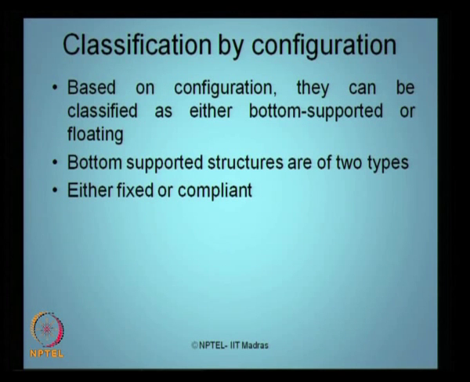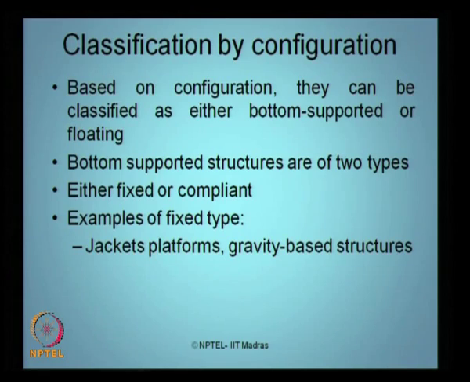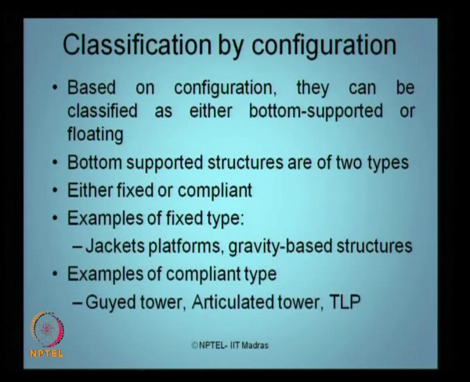So when you start fixing the base of the structure to the seabed, I will get enormous rigidity because of the fixity offered to the platform on the seabed. When you talk about floating or compliant systems, then we will talk about flexibility introduced in the form itself. So bottom supported structures can be either highly rigid or very highly flexible, or on the other hand fixed and compliant structures. Fixed structures have examples of jacket platforms and gravity based structures, whereas compliant type can have guide towers, articulated towers, TLPs and spars, etc.